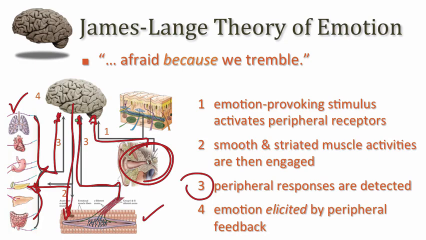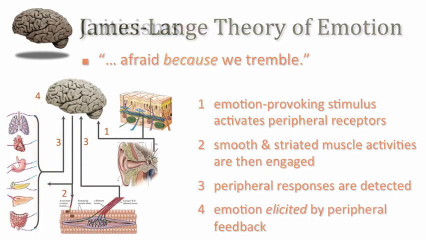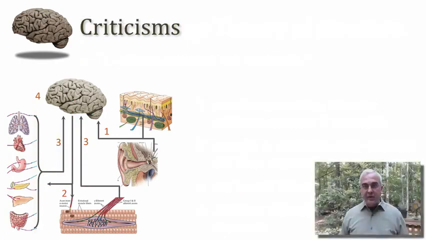So in James's concept, the emotion then is elicited by peripheral feedback. This is why he so famously stated that we are afraid because we tremble. So note the causal direction there, that the fear is the consequence of the physical act of trembling. Well, these ideas were controversial right from the start. There were critics at the time who challenged this idea, and there are critics today who continue to find fault with this notion.